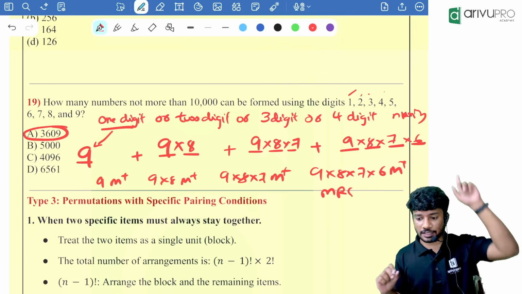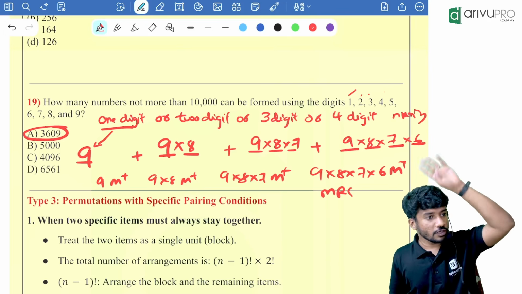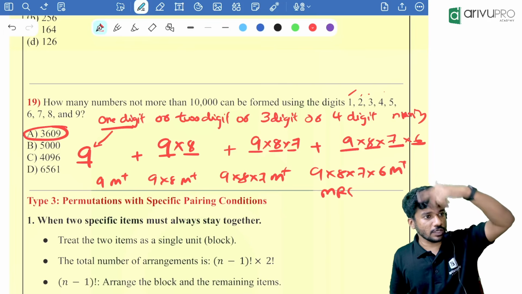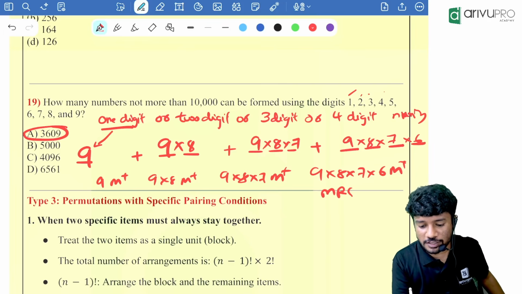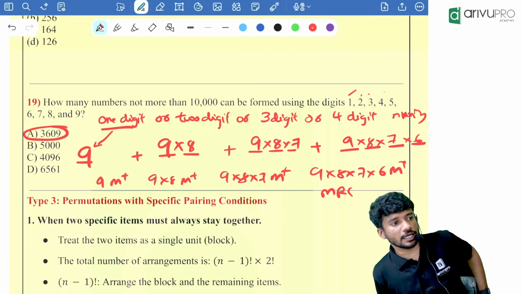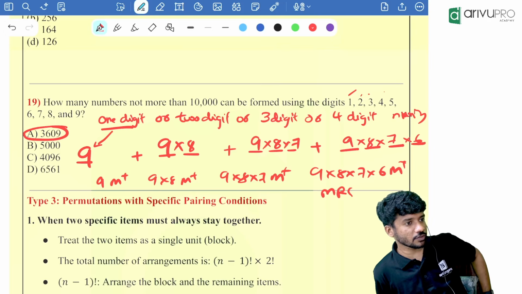A 1-digit number can be either 1, 2, 3, 4, 5, 6, 7, 8, 9. Any of the 9 numbers can be possible. That's why 1 digit is coming under as what? 9 possibilities. Got it, Sugrita? Using the digits, we can form 9 different numbers.